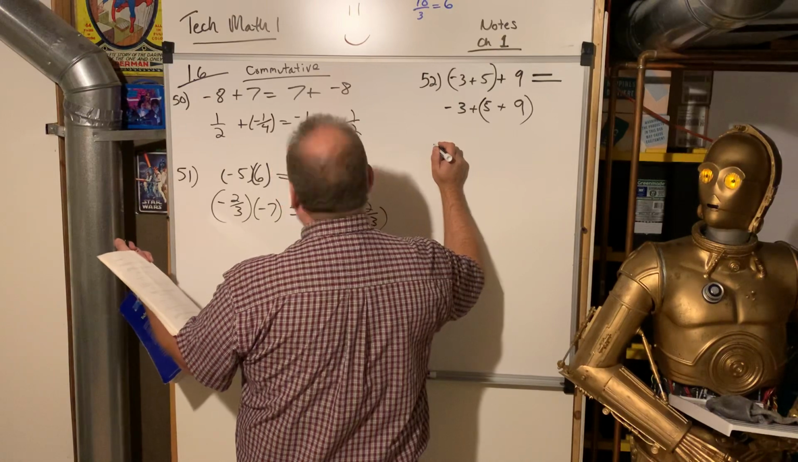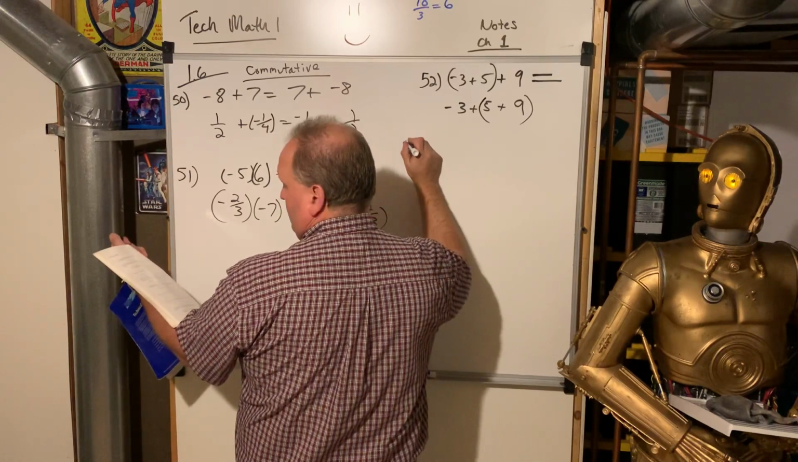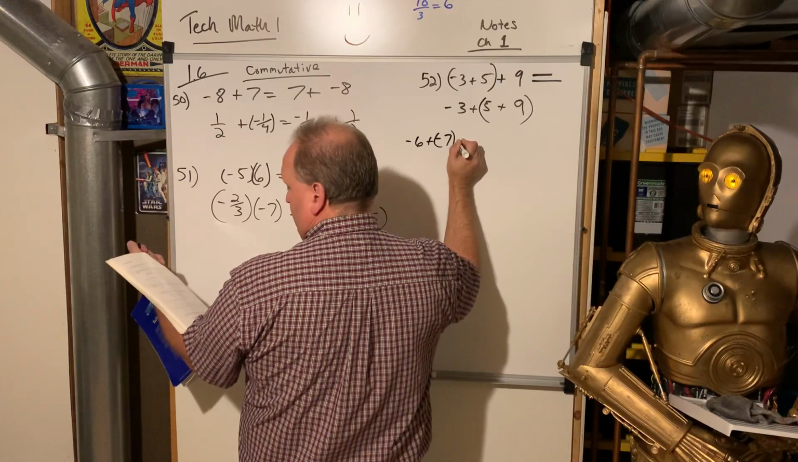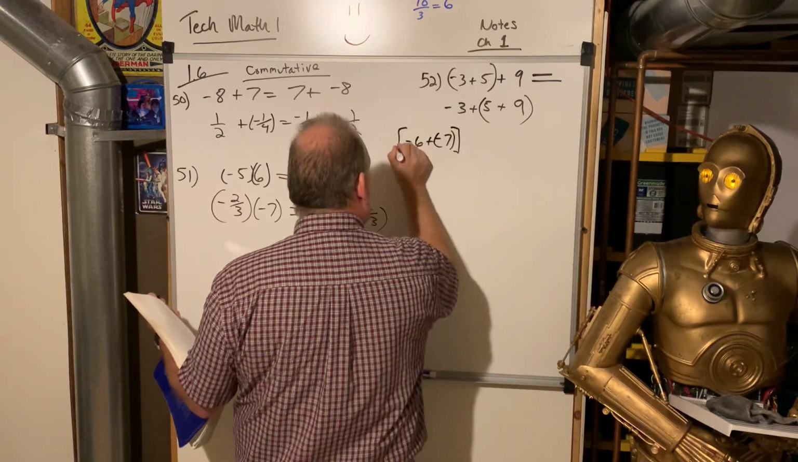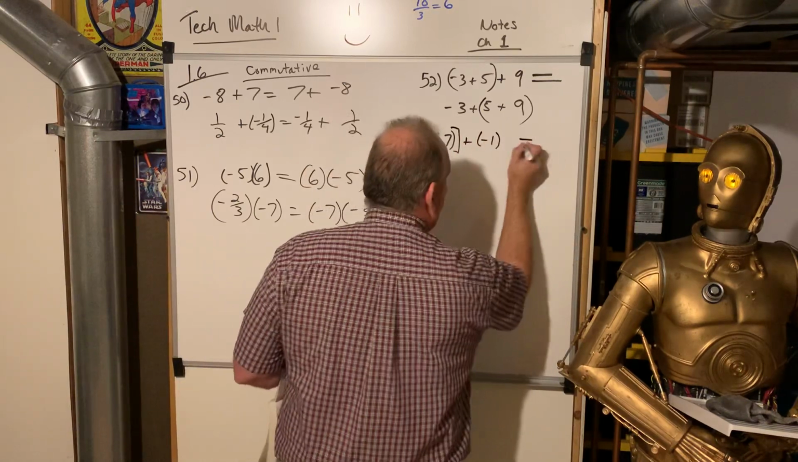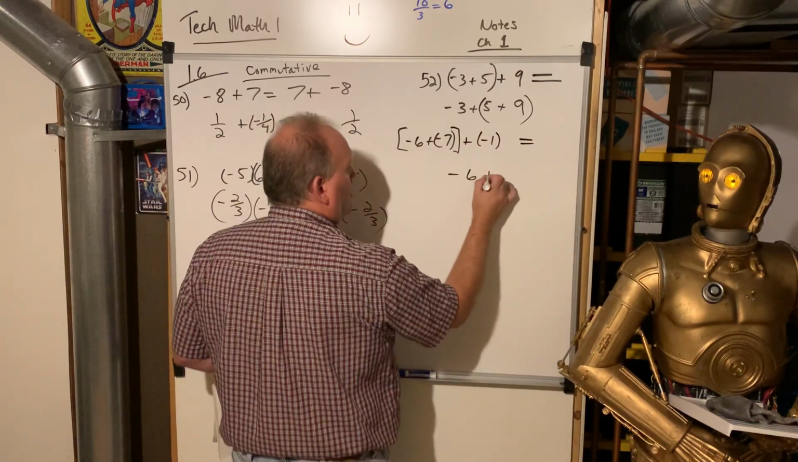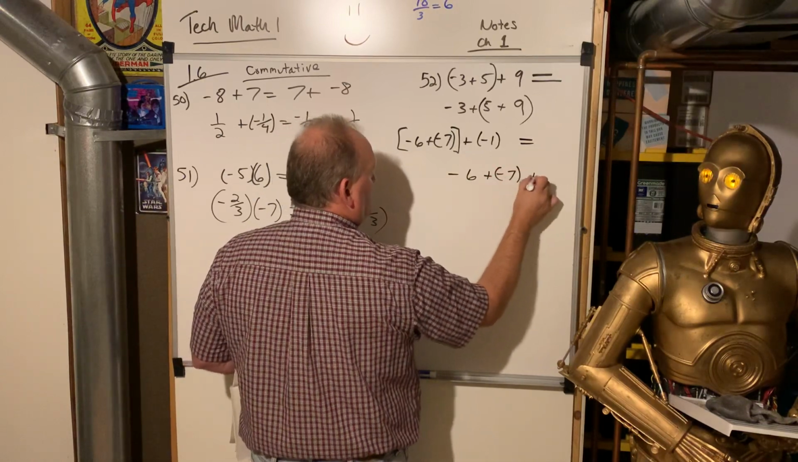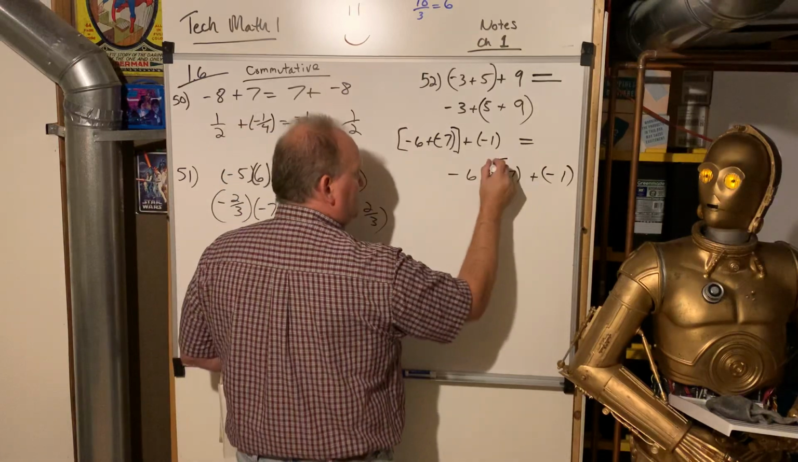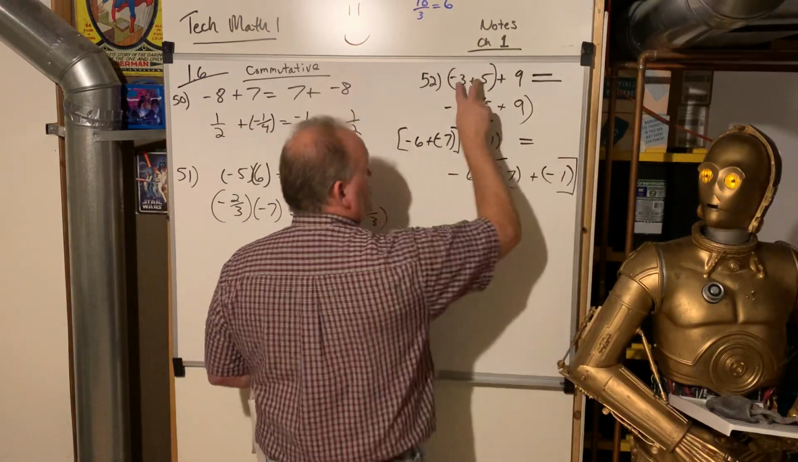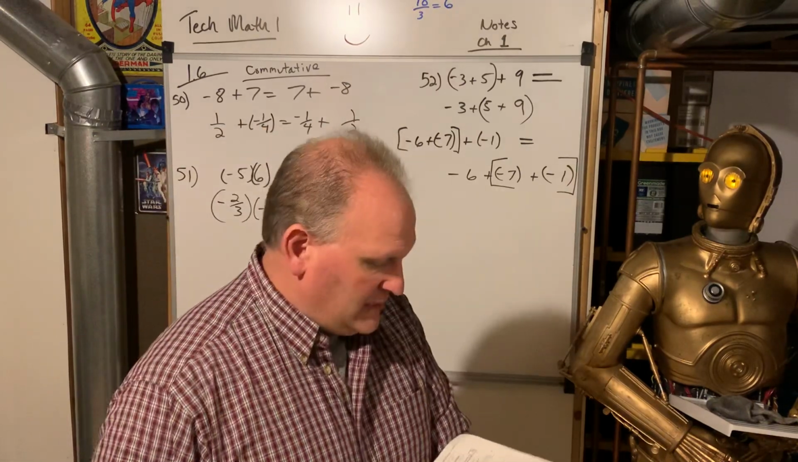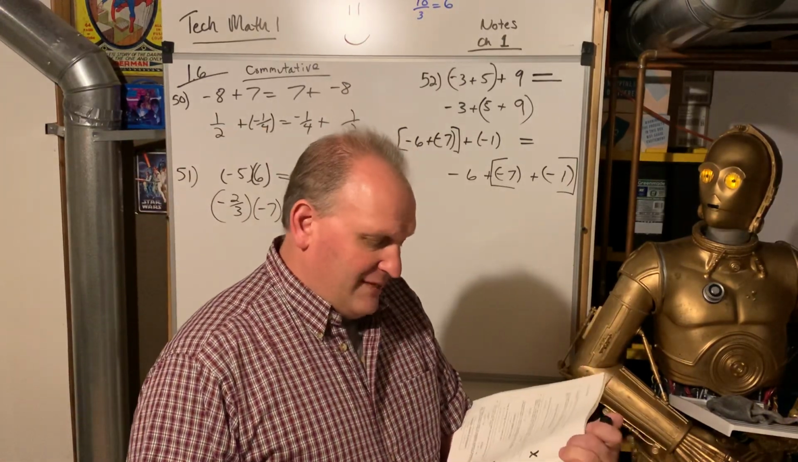All right, here, 52, -6 plus -7, in brackets, plus -1. Again, if you're doing the associative property, you keep the order the same. Don't switch up the order, but you change the bracket in this case, or you change the parenthesis in that case, all right? And that's an example of the associative property.